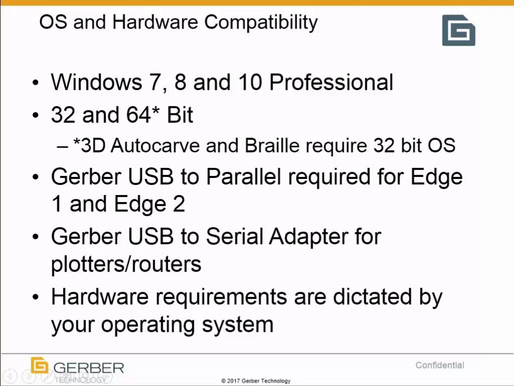If you have a Gerber Edge 1 or 2, we have USB to parallel adapters. Parallel ports are no longer supported by current operating systems, so if you have an Edge 1 or Edge 2, you're going to need one of those Gerber adapters. Also, if you have a plotter, the 9-pin serial ports are becoming supported less and less, depending on if you have a laptop or what have you. So we also have a USB to serial adapter. Also, if you have 3D AutoCarve for ArtPath or Gerber Braille Interpreter, you'll need a 32-bit operating system.